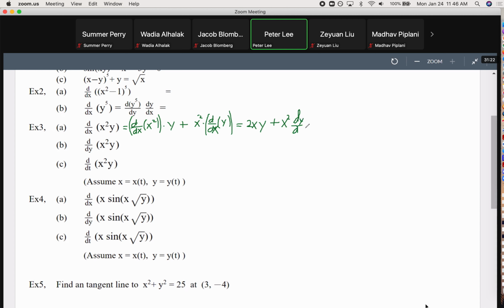Oh, by the way, when I did example 2b, I didn't mention this, but just like in example 2b, we also have this dy/dx in example 3a. This dy/dx is what I call the chain rule factor. Chain rule factor.